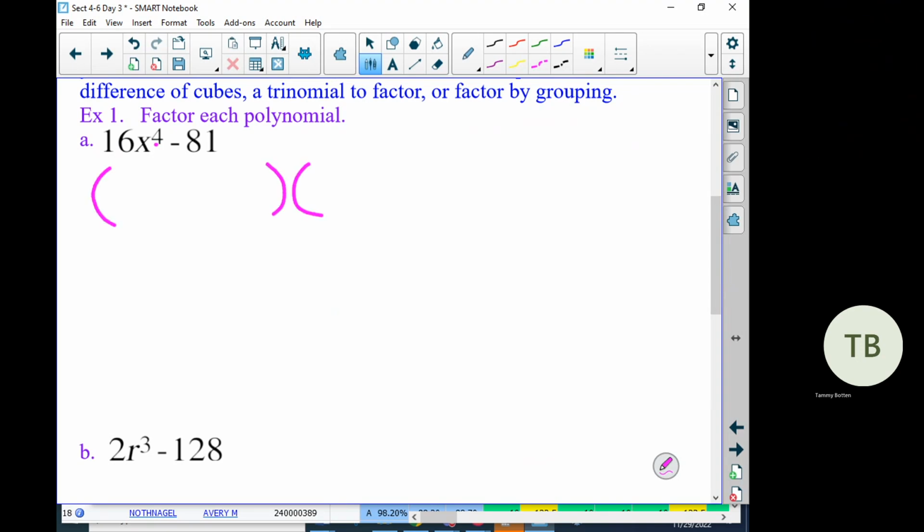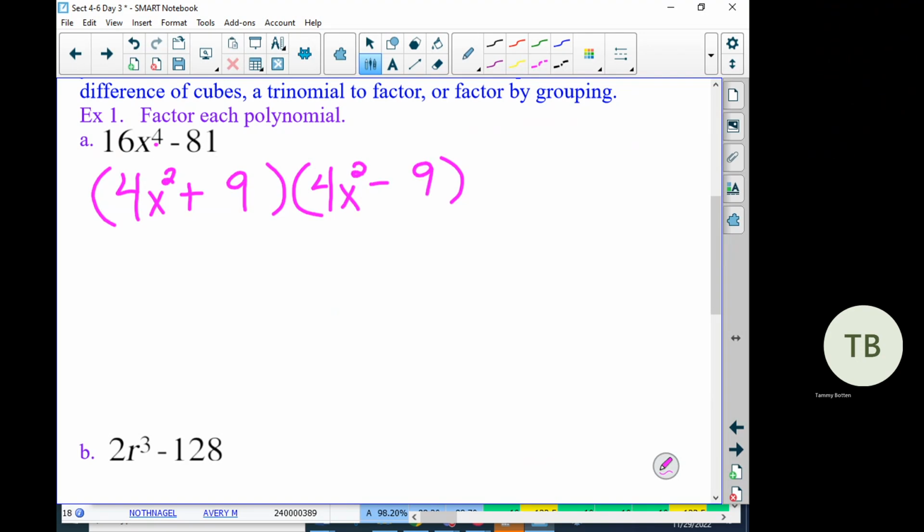So we're going to do our 2 parentheses. We're going to make 1 plus and 1 minus. Okay. If this is x to the 4th, you put half of them here, so 2 here and 2 there. If this is 16, you take the square root of 16, which is 4, and you put that in those two places. Then for the 81, you take the square root of it, and the square root of 81 is 9 and 9.